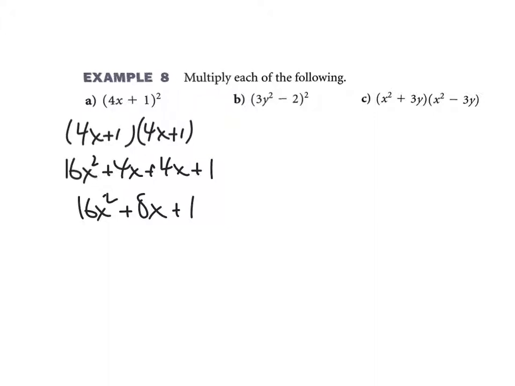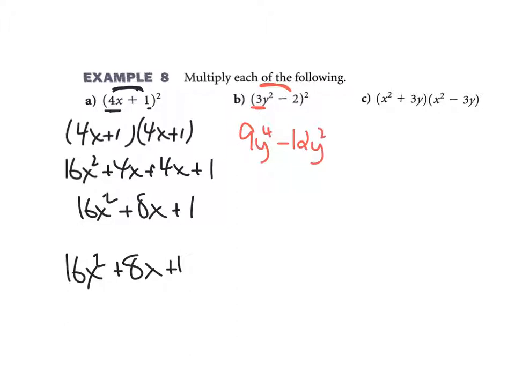The other way is a shortcut. You can square the first term. If you square that, you get 16x squared. You multiply these two terms together and then double it. So 4x times 1 is 4x, and doubled it's 8x. And then square the second term. If you square 1, it's just 1. I'm going to do that on the second one right here. Again, the shortcut: square the first term, and you get 9y to the fourth. Multiply these two terms together, which gives you negative 6y squared. Double it, you get negative 12y squared. And then square the second term, which gives you a positive 4.